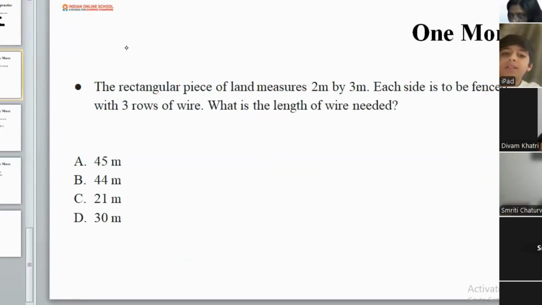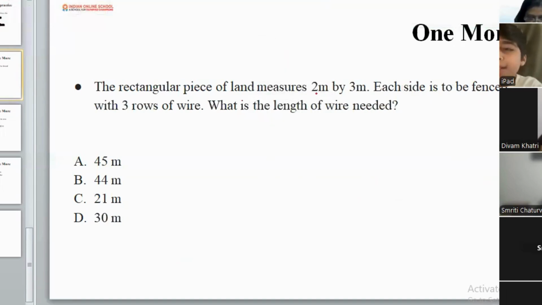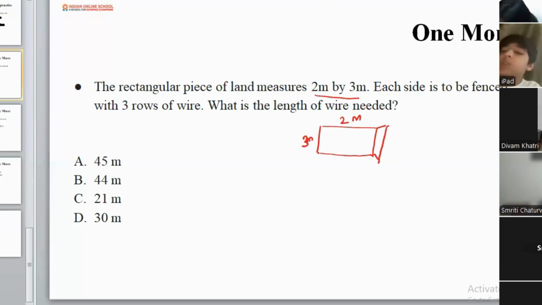Okay. Now your next question is: a rectangular piece of land measures 2 meters by 3 meters. Each side is to be fenced with 3 rows of wire, which means we are supposed to put 3 rows of wire around each of its sides. Like this. So how much wire will we use?